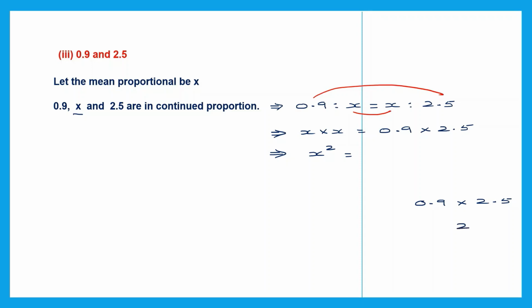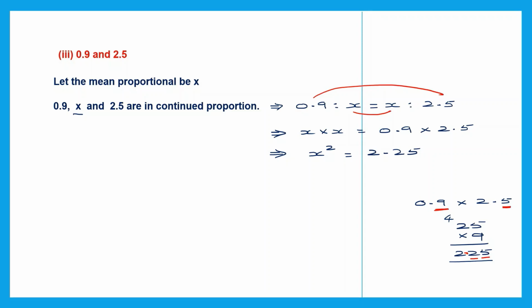Ignore the point and multiply, so that becomes 25 into 9. 9 5s are 45, carry 4. 9 2s are 18, plus 4 is 22. We have 225. Go back to the question, look for the decimal places: 1 and 1. 1 plus 1 is 2 decimal places. Our answer also should have 2 decimal places. So this becomes 2.25.